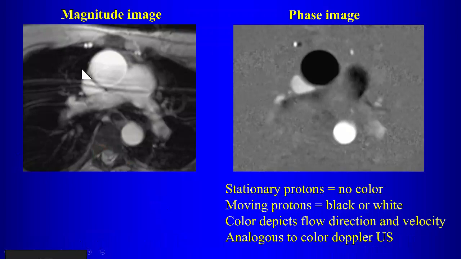So far we've looked at the magnitude images, right, which is a depiction of the anatomy. But if we take that phase information and pictorially display it, we get a phase image. And what does this phase image mean? The stationary protons, no color, right? So we'll depict it in such a way that stationary tissue is not going to be depicted as signal. It's depicted as noise. But for moving protons, spins that are moving, we can depict it as black or white, depending on which way it is moving. Right? So which way is it moving here?